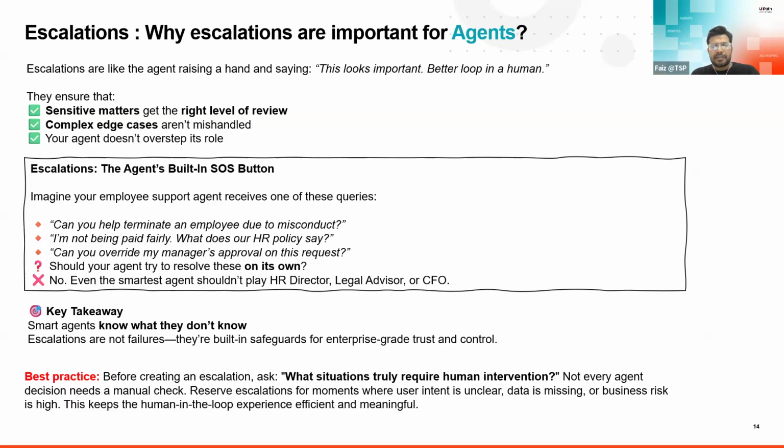Then we come to escalations. You have already seen the action apps or the escalations app. In case of any escalation, we can build the app, and if we want human intervention, when the agent cannot take the decision on its own, we can include a human to take these decisions. You can see some information here about when we can add these escalations. Sensitive matters: if the agent cannot take the decision, get the right level of review. Complex edge cases are not mishandled. Your agent does not overstep its role. So escalation is the agent's built-in SOS button.